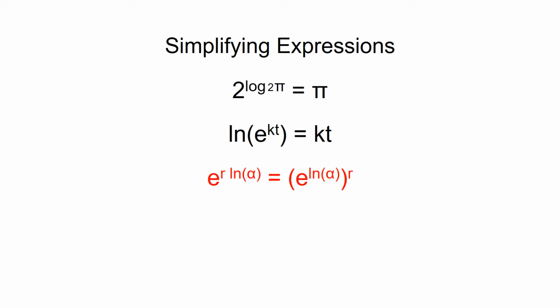Another simplification we can do, if we have e raised to the r times the natural log of a, this is the same as e raised to the natural log of a and the whole thing raised to the r power. We can then simplify what's inside those large parentheses, because the e and the natural log are inverse functions of each other, and it simplifies again to the argument of the inner function, the natural log, and we get a raised to the r power.